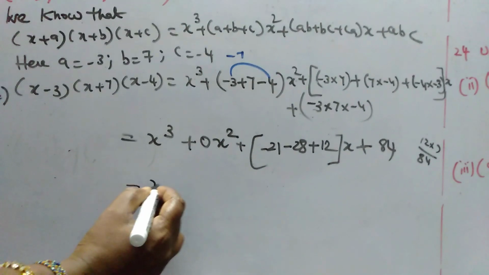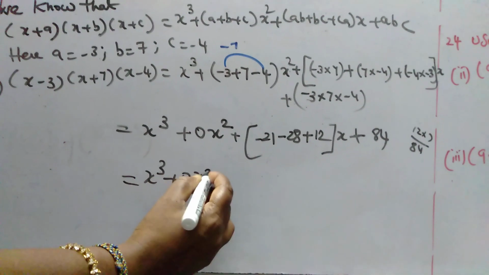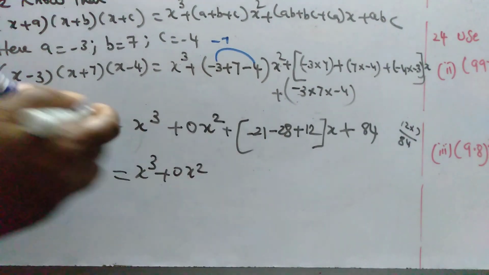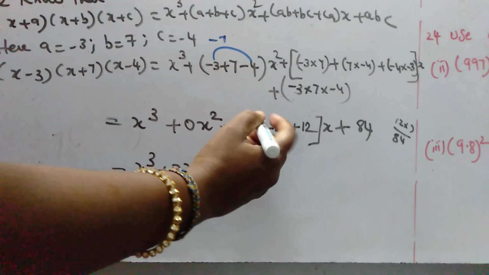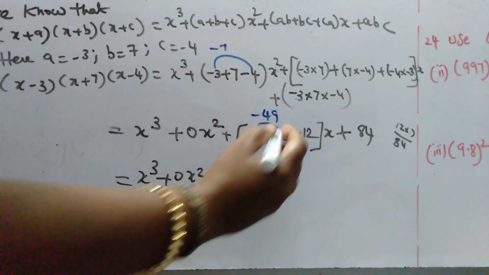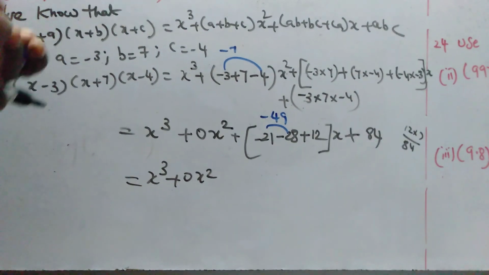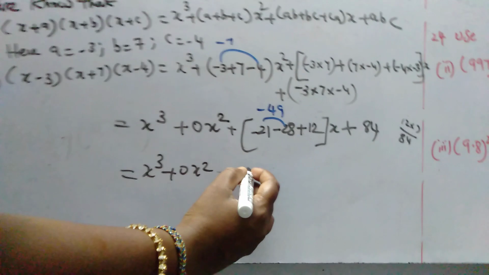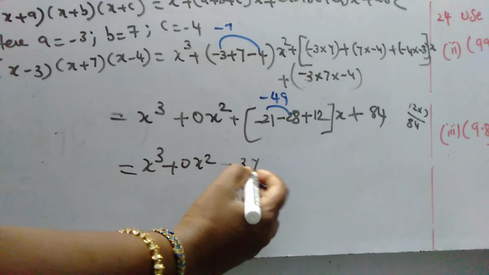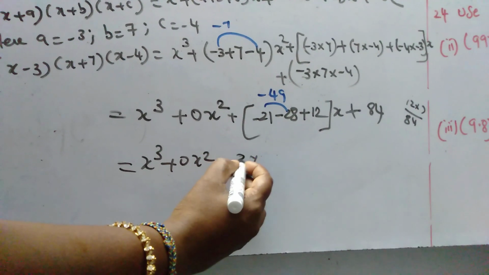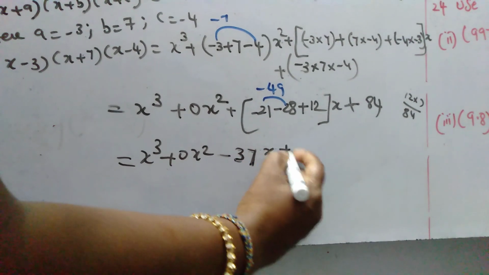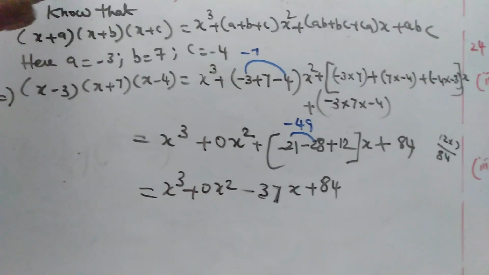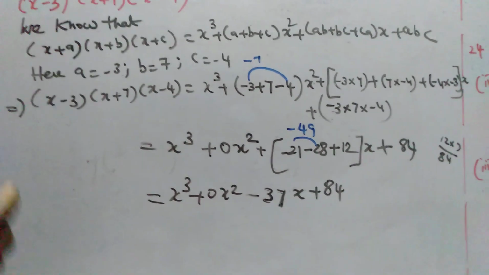So what we will be getting? x³ + 0x². Here, this one, if you add this, what you will be getting? Both are the same sign, so -49. -49 + 12. Greater number's sign we want to put, minus. So which is what? 9 - 2, that is 7. 4 - 1, 3. Which is what? -37x + 84. Okay, we have solved this one. But what the question here is, the coefficient of x² and the coefficient of x we want to find.